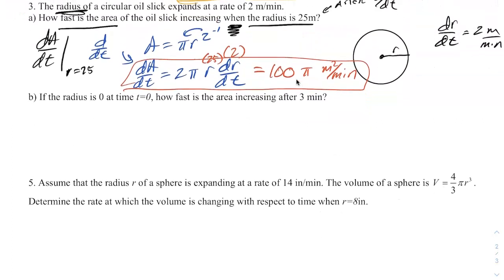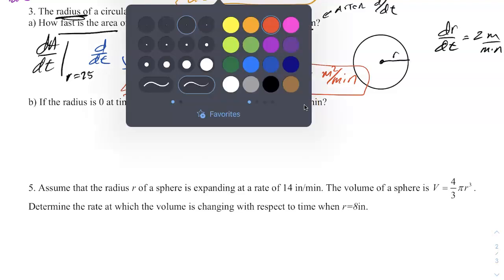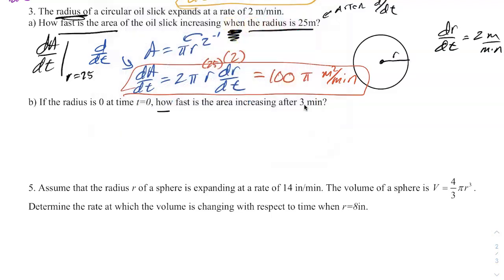Next one. I think it's the same. Actually, I should move. I think it's A and B, so I should keep it here. If the radius is 0 at time 0, how fast is the area increasing after 3 minutes? So again, we're looking for dA/dt, but this time it's when time equals 3 minutes. That does change things slightly. Other than that, everything else is the same.